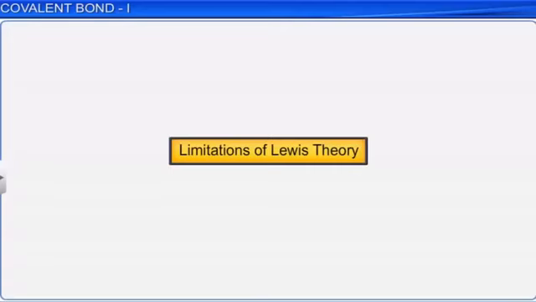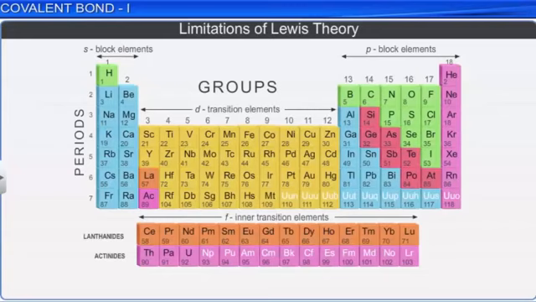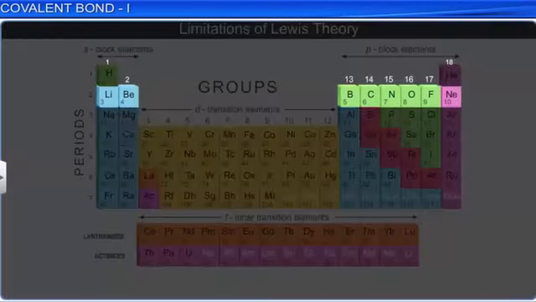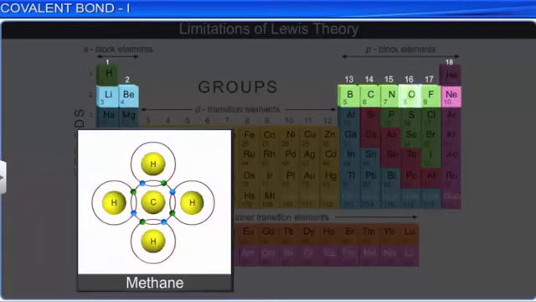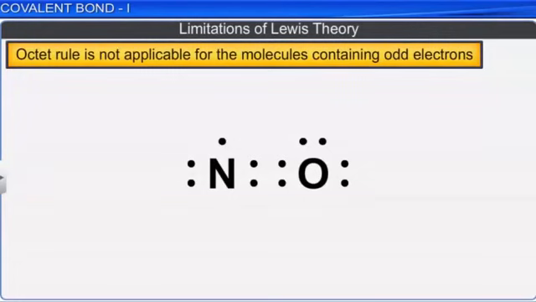Now let's move on to limitations of Lewis theory. Though octet rule is simple, it is not applicable to all the molecules. It is mainly applicable to organic compounds and compounds formed by second period elements such as methane and water. Octet rule is not applicable for the molecules containing odd electrons. For example, there are only 7 electrons around nitrogen in nitric oxide.